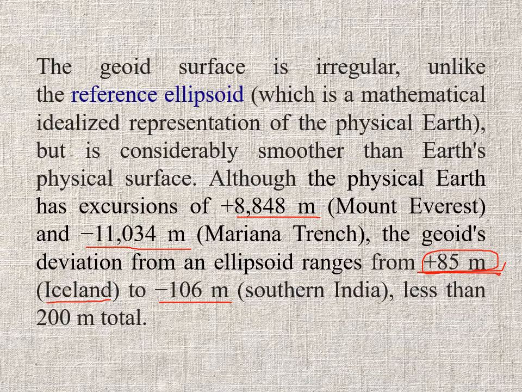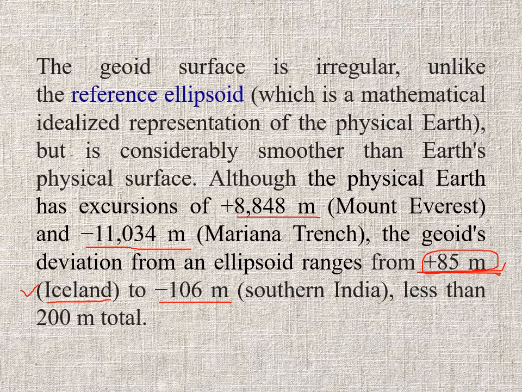Although Mount Everest's actual altitude is about 8,848 meters, Iceland consists of more lighter materials. That is why, on the geoid surface, Iceland has higher values than Mount Everest. Okay.